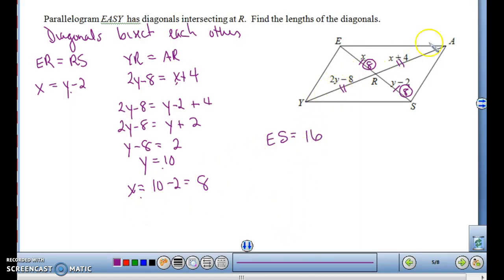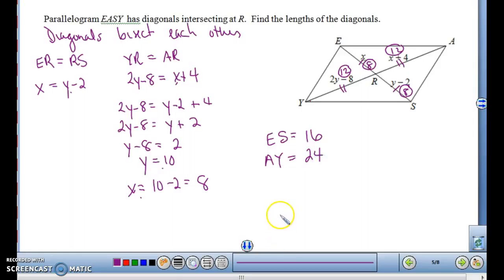For the other diagonal, we have 2Y minus 8. All right, Y is 10, so 2 times 10 is 20 minus 8 would be 12. And hopefully we did this correctly. 8 plus 4 is also 12, that works. So that means that AY, the other diagonal, is going to be 12 plus 12, which is 24.